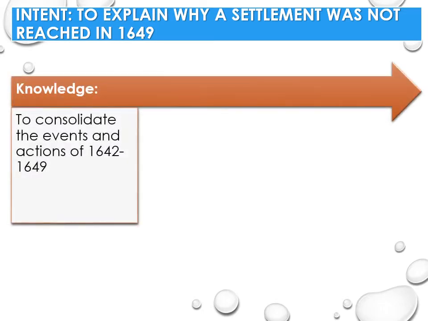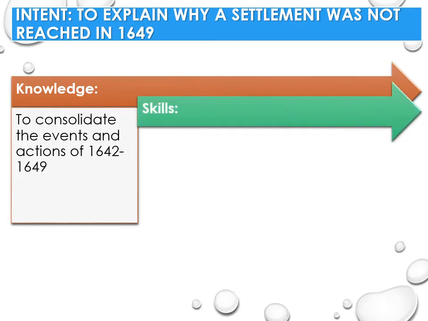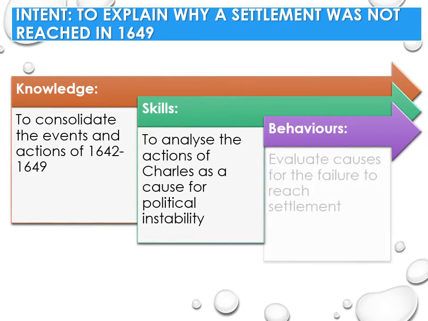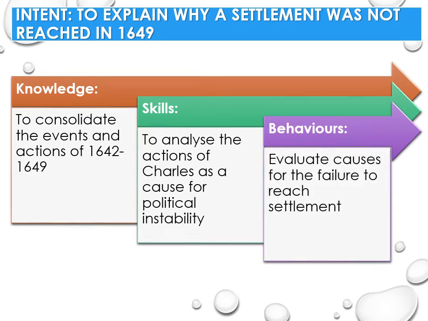Knowledge-wise, you will be able to explain the events and actions of 1642 to 1649. Skills-wise, you will analyse the actions of Charles as a cause of political instability. Then finally, behaviourally, you will evaluate all the causes for the failure to reach settlement and suggest the most significant reason for this failure.